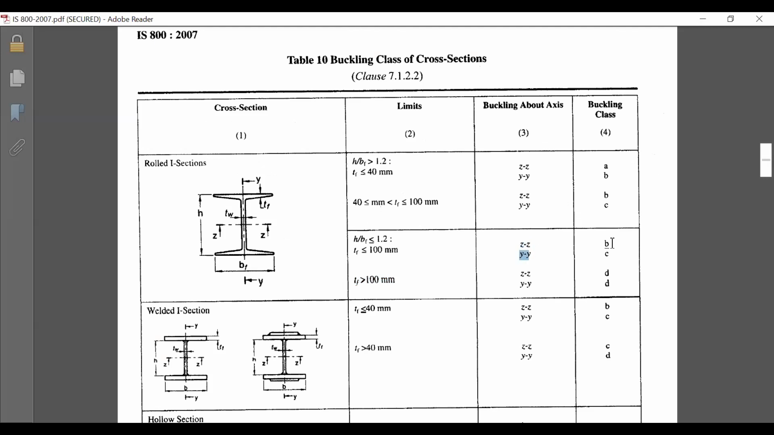So along ZZ, it belongs to buckling class B, and along YY, it belongs to buckling class C. That's what they have specified. Now we need to know which buckling class it belongs to. So let's write down this statement. Along ZZ, it belongs to buckling class B, and along YY, it belongs to buckling class C.